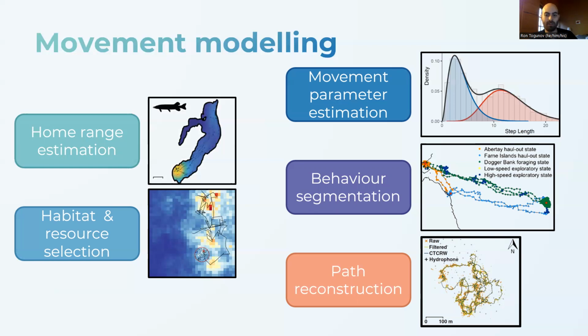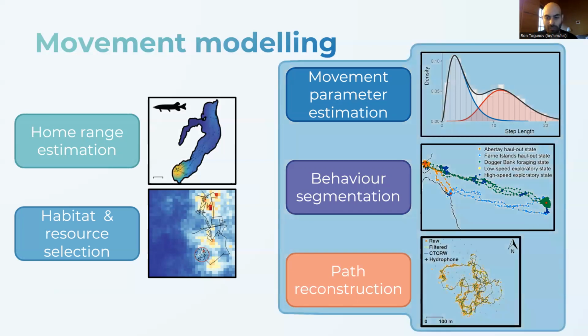Hidden Markov models address 2 of these components, mainly movement parameter estimation and behavior segmentation. And in this workshop, we will also learn some basic methods for path reconstruction.